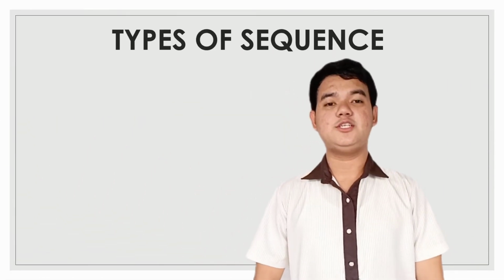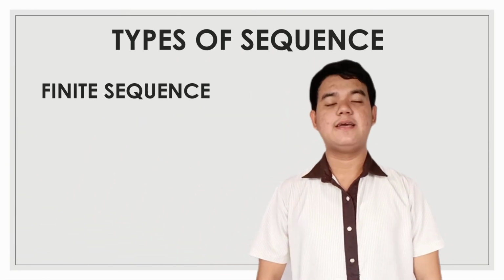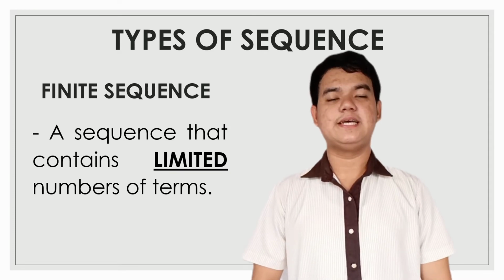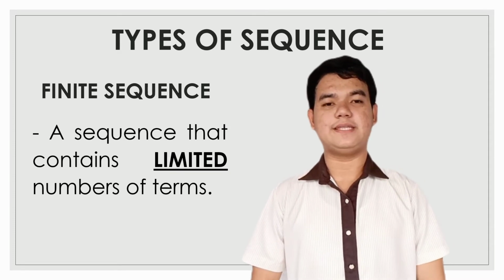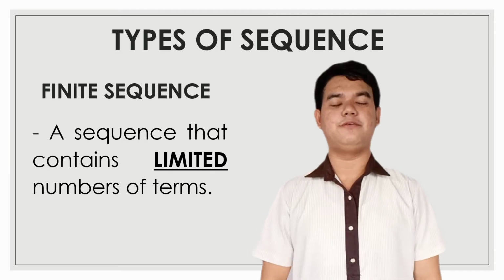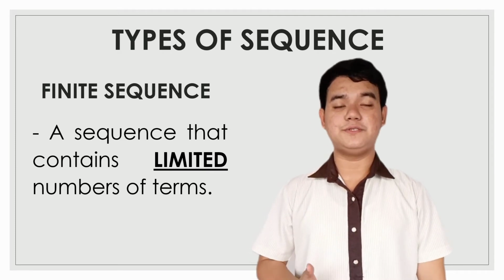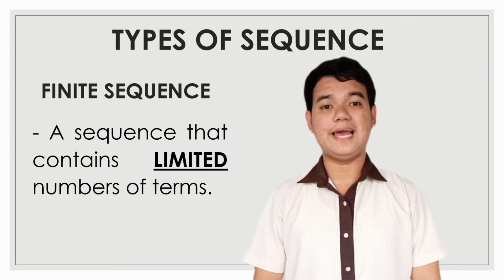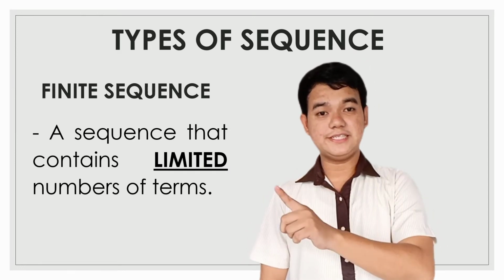Now, let me teach you the different types of sequence. The first one is the finite sequence. So finite sequence is a type of sequence that contains limited number of terms. So meaning, definite yung bilang ng terms. Alam natin kung ilan yung number of terms. So my first and my last term.